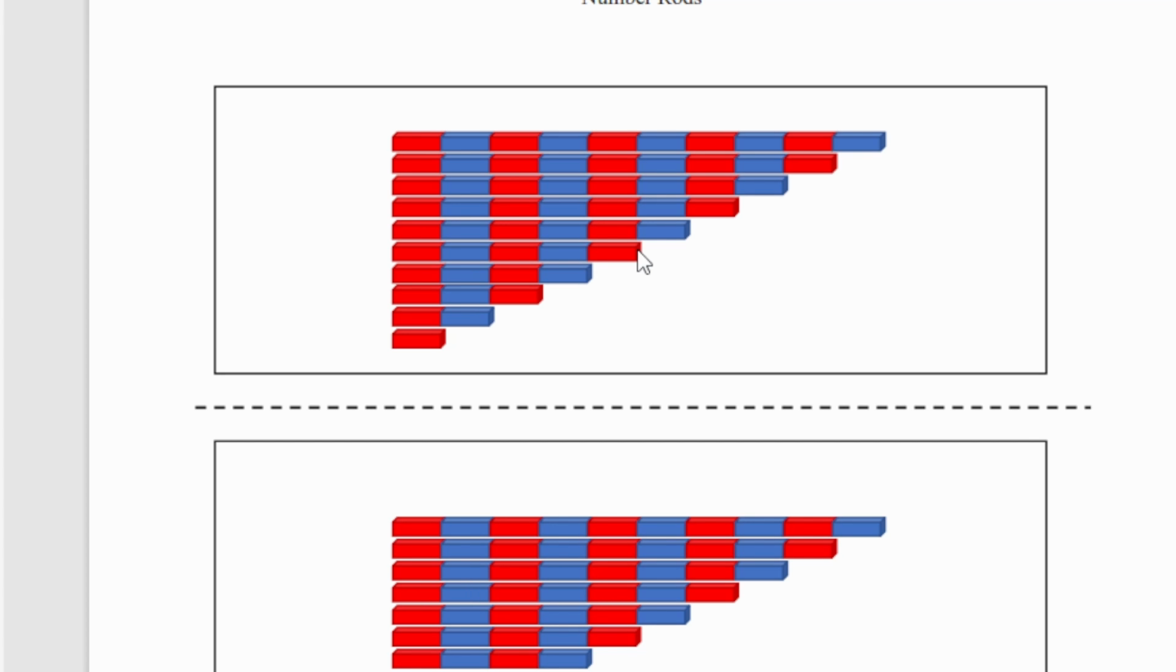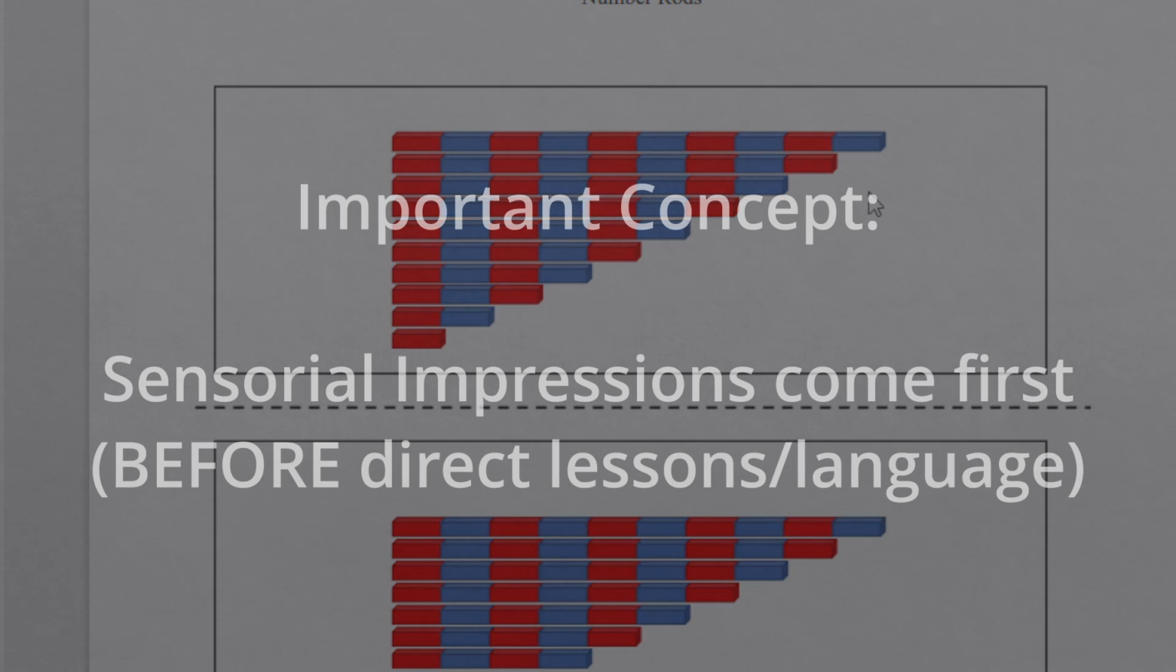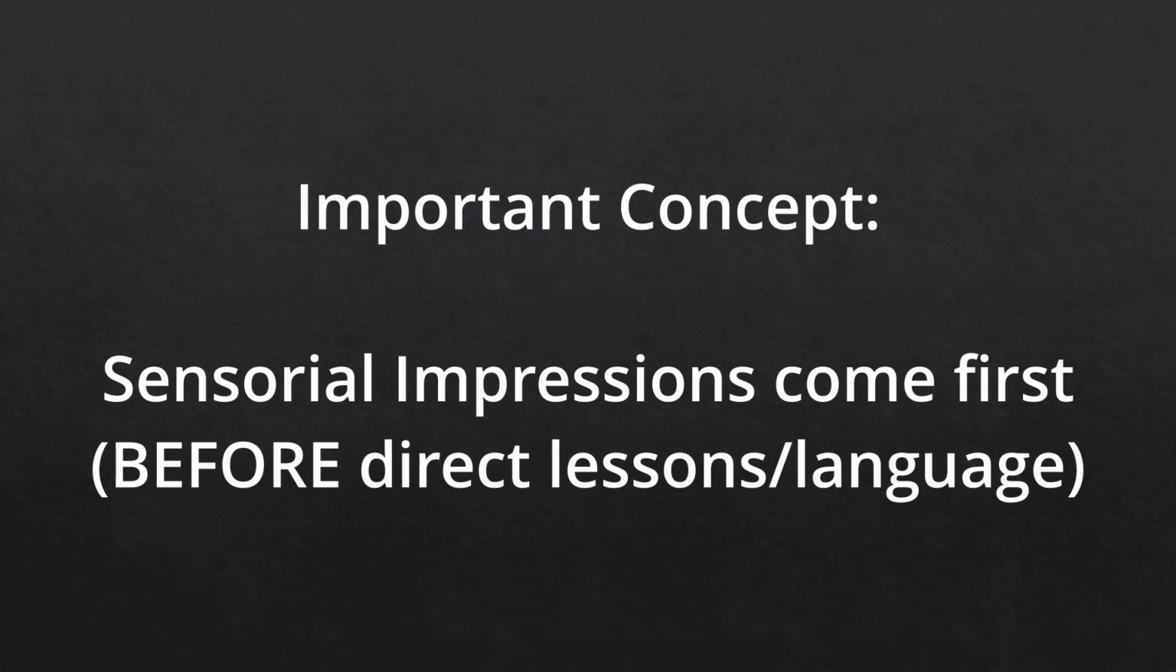And then we can show him that he can build the number by flipping the 5 rod from left to right. So all we're going to do is take that 5 and flip it to the other side right over here, so that we're going to show it equals the same as 10. And we're showing them that 5 plus 5 is 10. We're not doing direct addition here, but we are giving that sensorial impression.